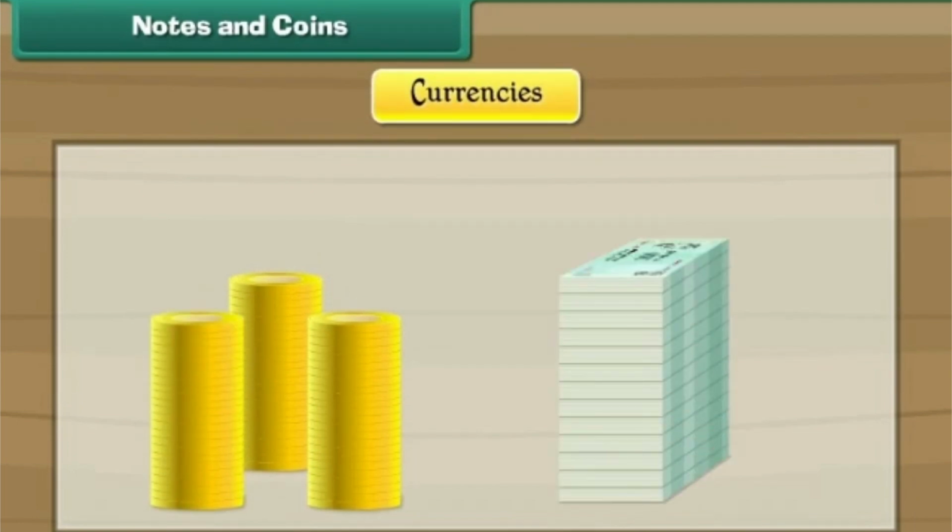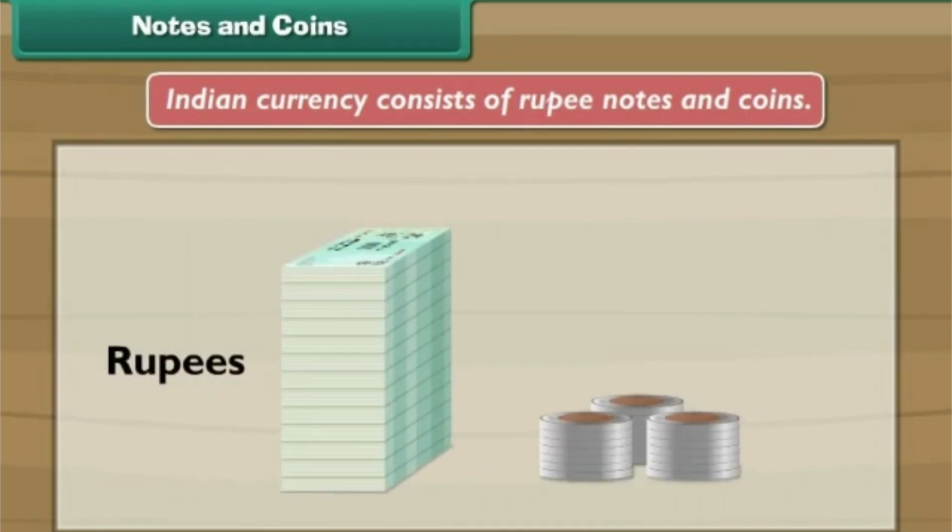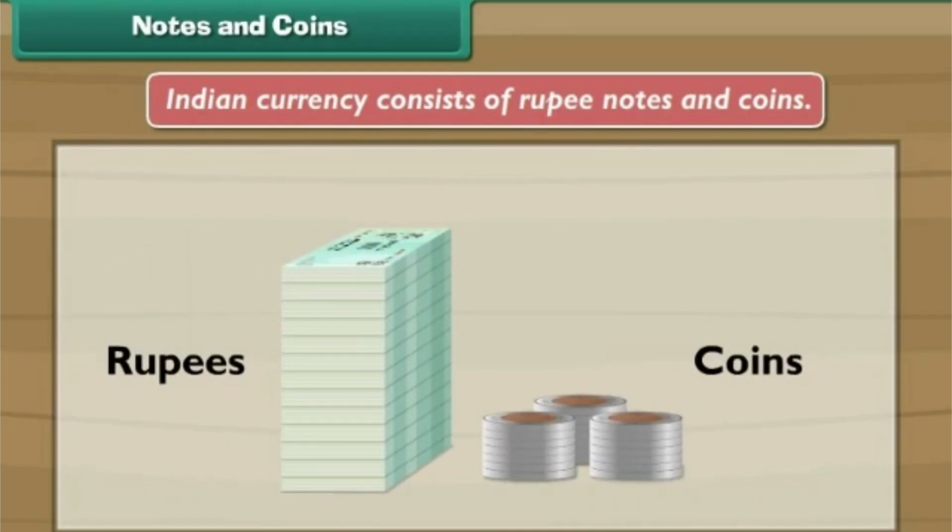Currency is the money used in a country. Indian currency consists of rupee notes and coins. They are of different values.